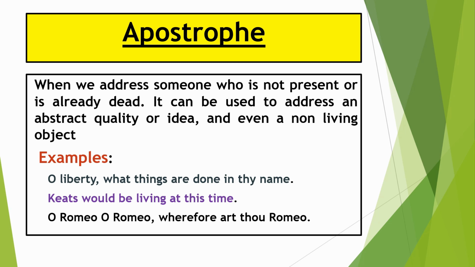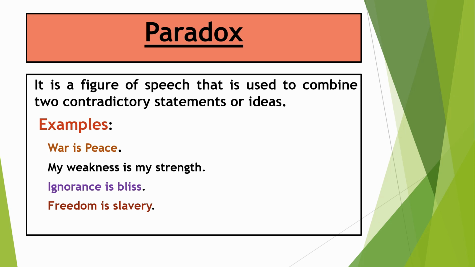Keats would be living at this time. And this is a very famous expression, "O Romeo, wherefore art thou Romeo?" This is by William Shakespeare. In these things, we are addressing someone who is not present with us, or we are addressing someone having some abstract qualities or abstract ideas.